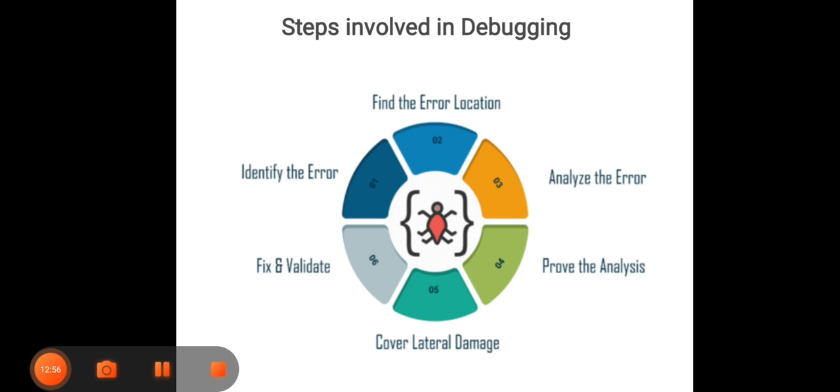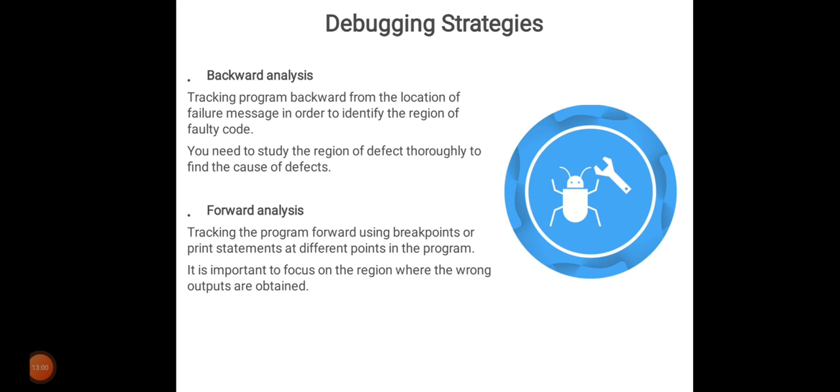So the next one is our debugging strategies. Debugging strategies are divided into two types: backward analysis and forward analysis. It is important to study the system in depth in order to understand it. It also helps the debugger to construct different representations of the system that is to be debugged. So what is meant by backward analysis?